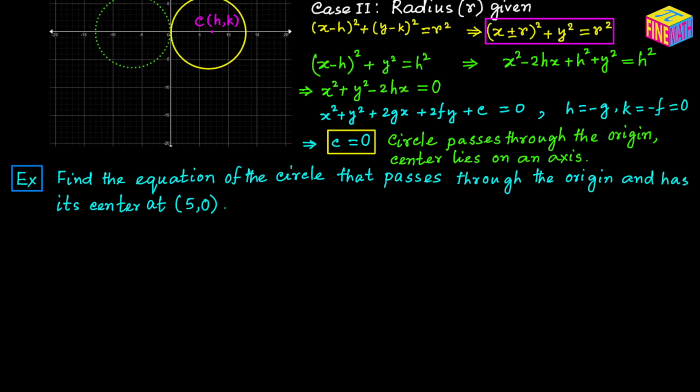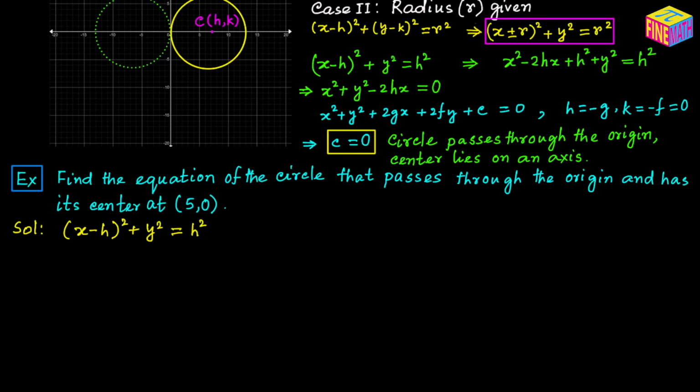Here I have the first example that says find the equation of the circle that passes through the origin and has its center at (5, 0). The center has been provided as (5, 0). That means the circle is on the right hand side of the origin. So in this case, we are going to use the first equation that we saw up above.